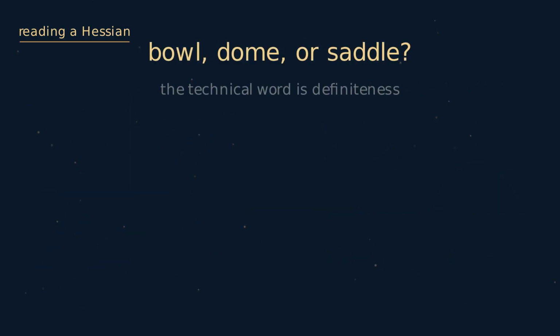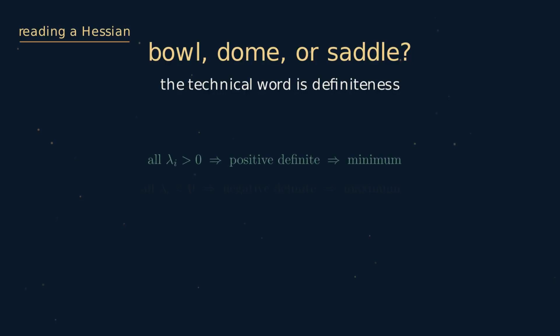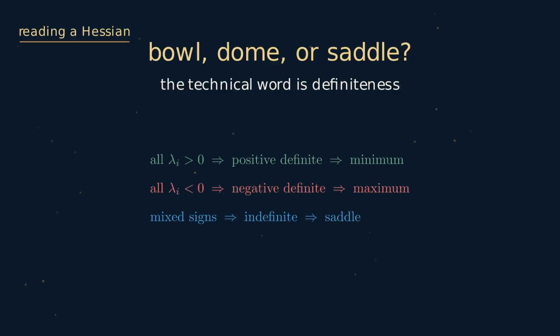Classifying a stationary point in n dimensions comes down to a single question about a matrix. Ball, dome, or saddle. The technical word for the answer is definiteness. The honest test is eigenvalues. If they are all positive, then every direction curves upward and the matrix is positive definite, a minimum. All negative, and it is negative definite, a maximum. Mixed signs, and it is indefinite, a saddle.